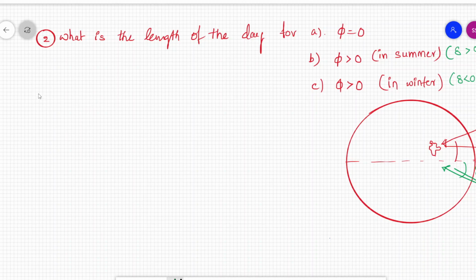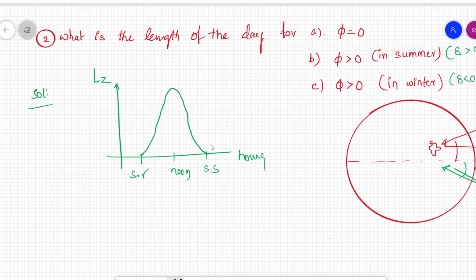You need to understand one thing: what is the curve we have between L Z and the hour of the day? It is between sunrise and sunset, and it is noon. So we have a curve for this, like this. So what is the length of this day? The length of this day is this one. Okay, this is L. So what is this value? This is omega SR, the sunrise hour angle, and this is omega SS, the sunset hour angle.